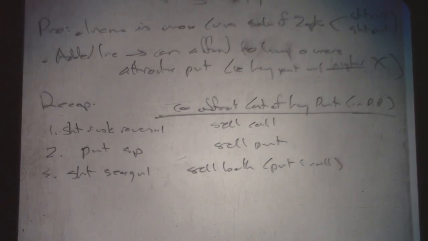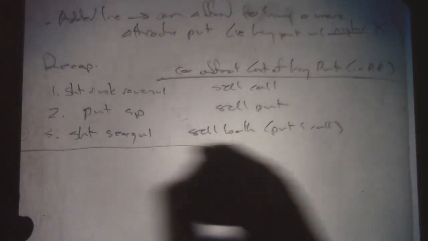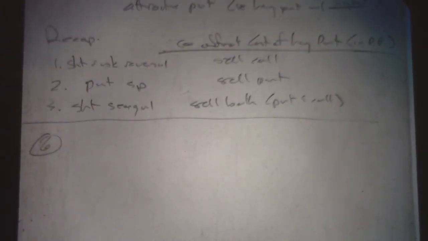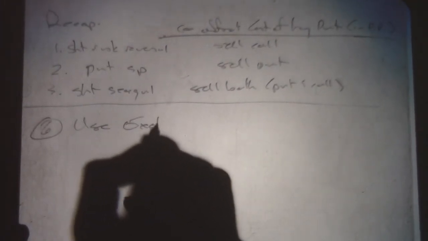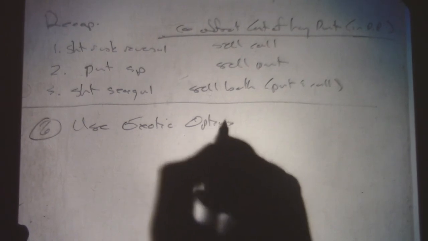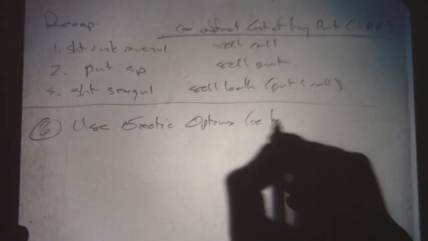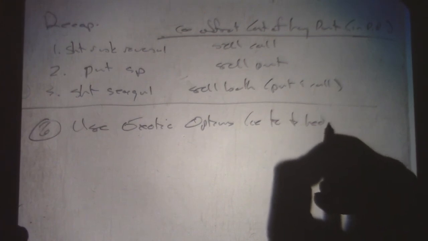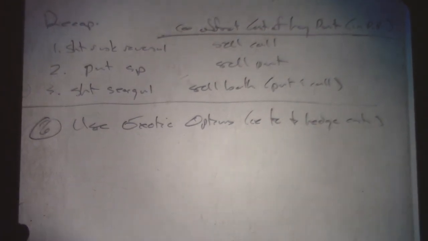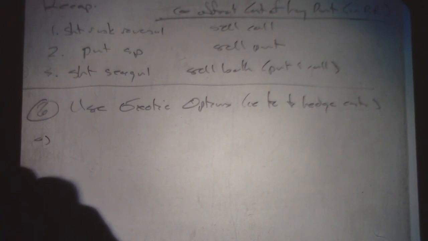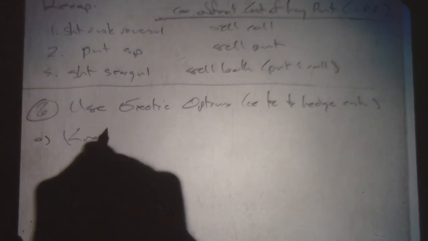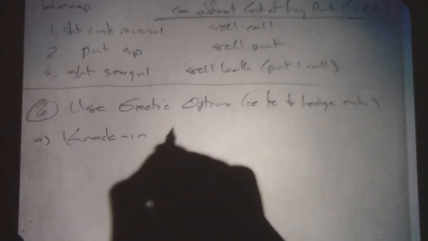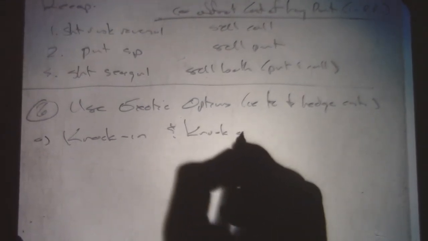And then the last segment of this LOS, so part 6. We can use exotic options to reduce hedge cost. And there's 2 kinds. The first one is knock-in option. Knock-in and knock-out options.